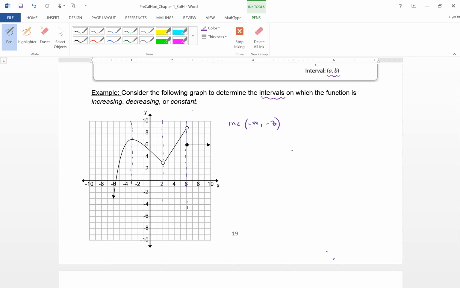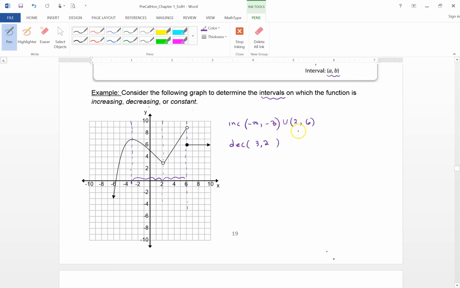Okay? So now afterwards it starts to decrease. So now I'm going to say, all right, it decreases from what to what? It's decreasing in this region. So from what to what? Negative 3 to 2. And then it's increasing again, right? From where to where? 2 to 6. So here I just continue in the first line. Union 2 to 6. Okay? You combine them.